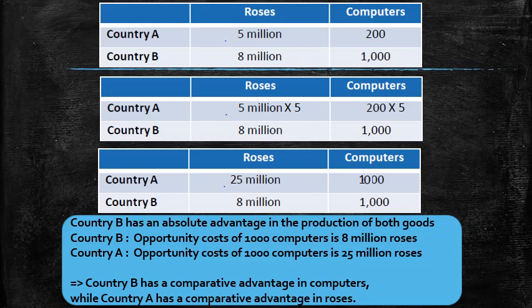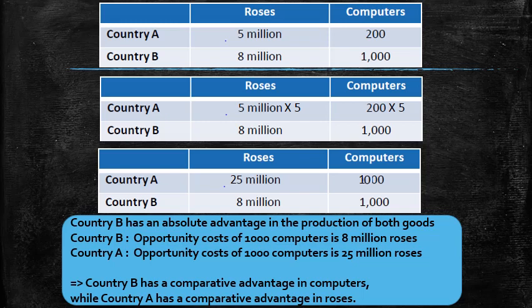So obviously country A is relatively better at producing roses than country B. So this means country B has a comparative advantage in computers and country A has a comparative advantage in roses. Because for the same number of computers, country A can produce more roses. So country A is relatively better than country B in producing roses. So hence country A should produce roses.